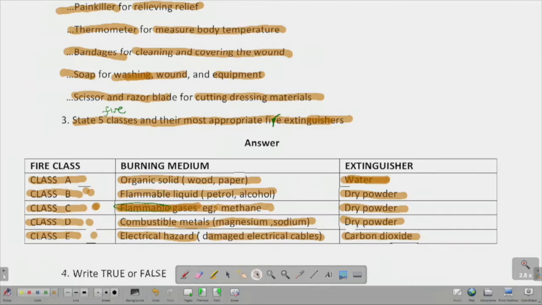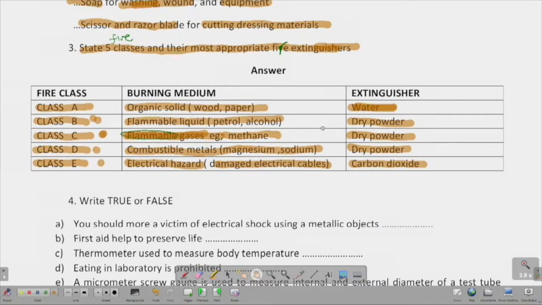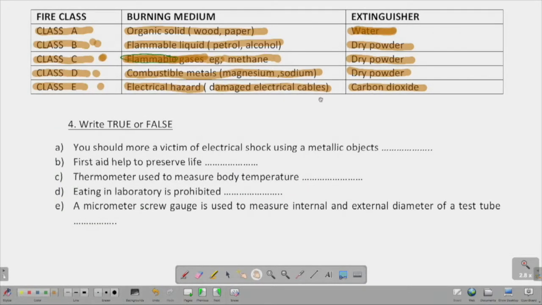Okay, so let's look into our fourth question, and it says to write true or false. In order to know if it's true or false, we have to first read the question very carefully and think, is it true or is it false? And then we write. We should not just assume like others do by crossing fingers. No, you need to think. Okay, so let's look at the first.